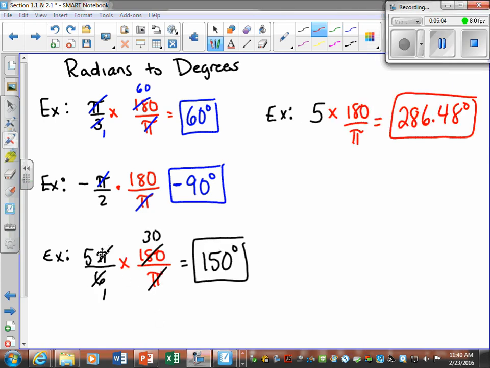Okay, here just the pi's canceled and we were simplifying 5 times 30, which would be 150. Over here, we're going to need our calculator because we multiply 5 times 180 and then make sure we divide by pi, and you should get approximately 286.48 degrees.